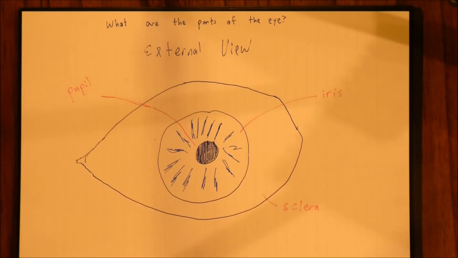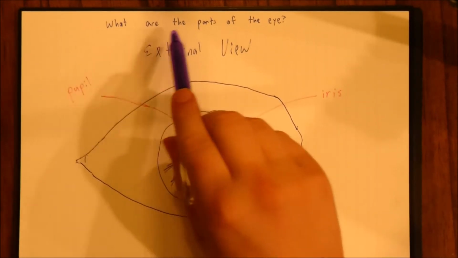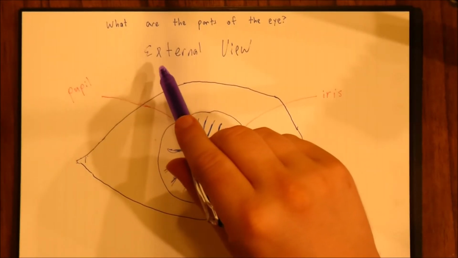Before I start, there's a lot more parts to your eye that I'm not going to talk about today. Those are things you'll learn more in high school or college. We're just going to go over some of the basics today about how your eye is able to work and see. So the first view we're looking at, and remember our question here is what are the parts of the eye? The first view we're looking at is the external view.